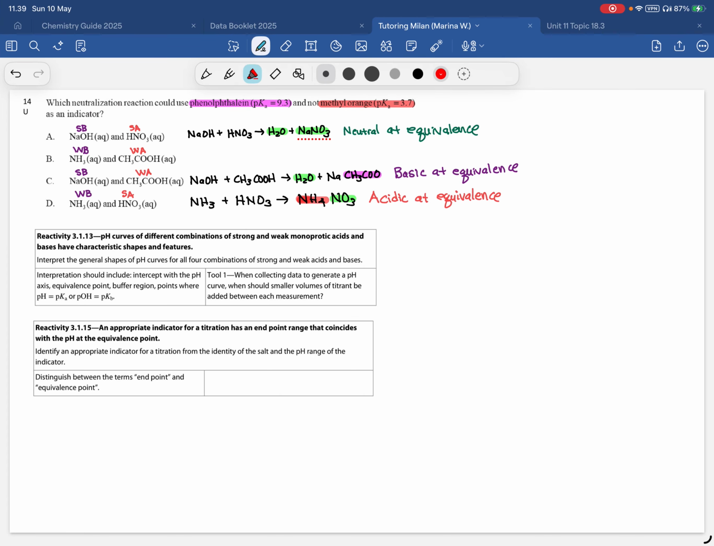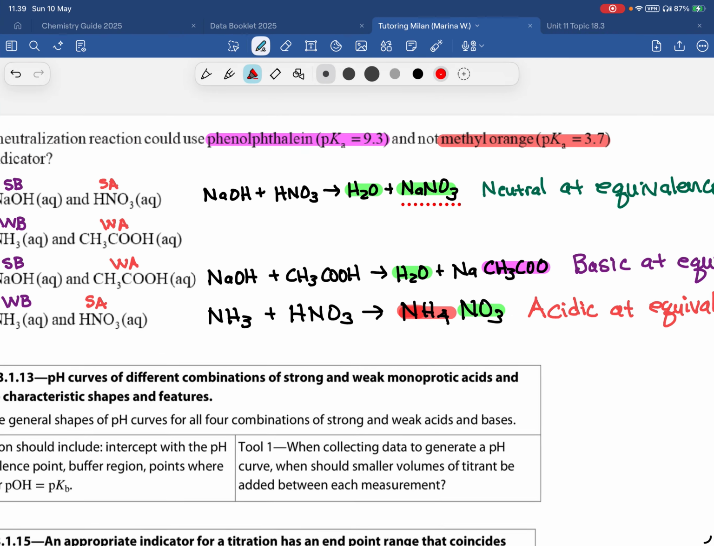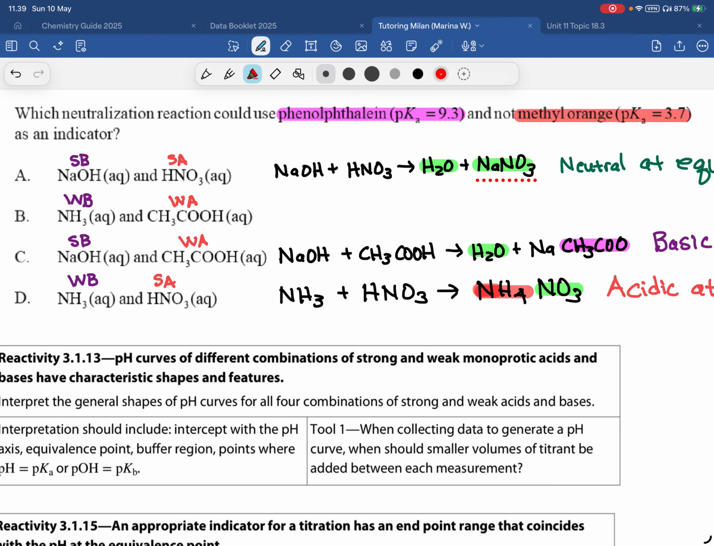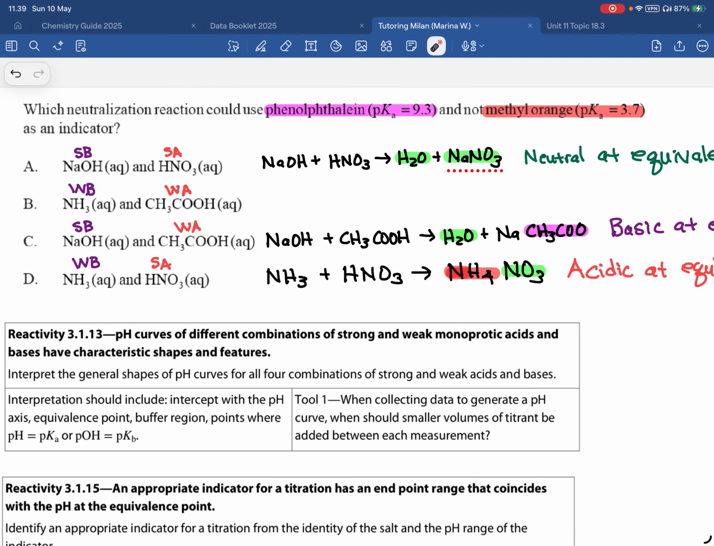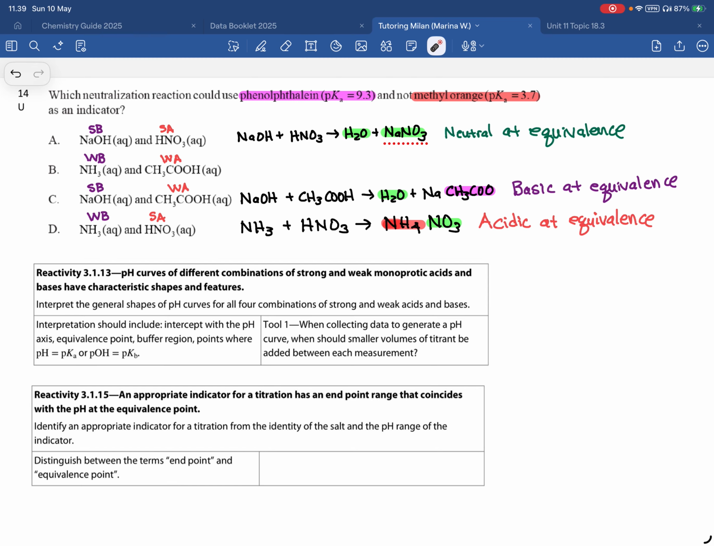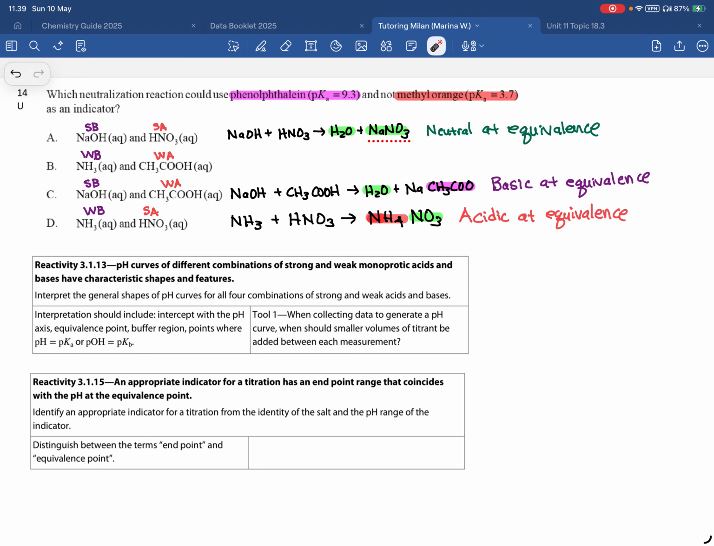All right, so this is a classic IB question of giving you a set of reactions and then asking you about indicators. They do it in various different ways. It has to do with these two parts of the syllabus right here. Okay, so which neutralization indicator could use phenolphthalein but not methyl orange?